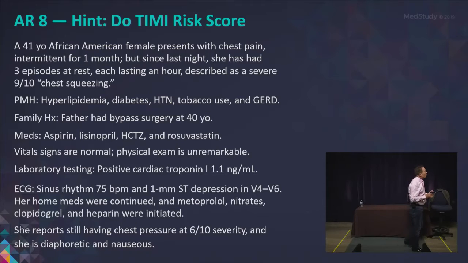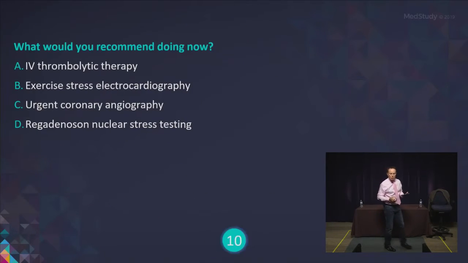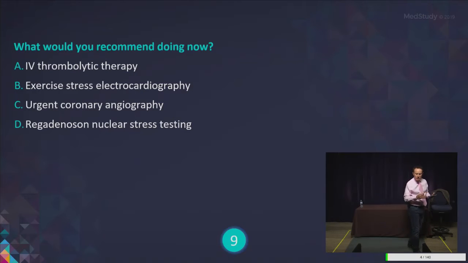You get a troponin back, 1.1, abnormal, high troponin. The ECG shows 1 millimeter ST depression in V4 through V6. So you start her home meds, your blood pressure's controlled, heart rate's controlled, but despite that, she says she's having this 6 out of 10 chest pressure at rest, and she's now diaphoretic and nauseous. Hopefully you've done your TIMI risk score. And the question is, what do you want to do now? Do you want to thrombolize her, stress echo, urgent coronary angiography, or regadenoson nuclear stress testing?